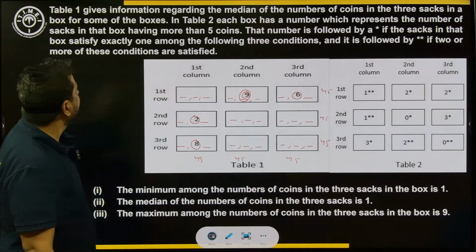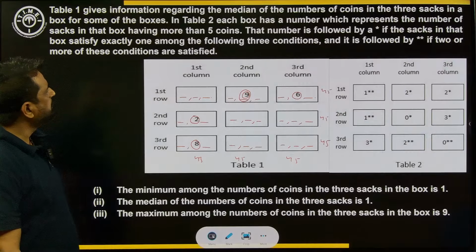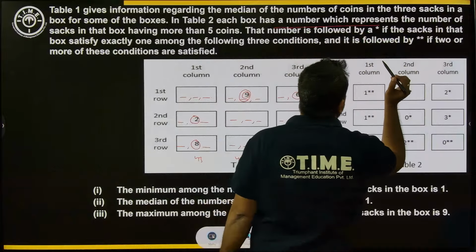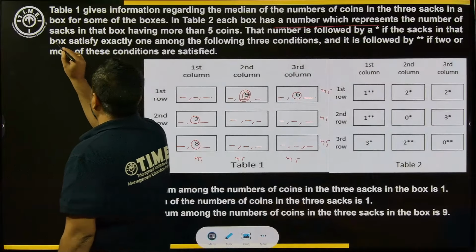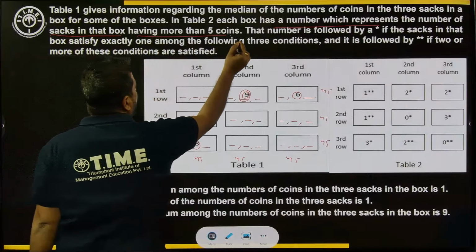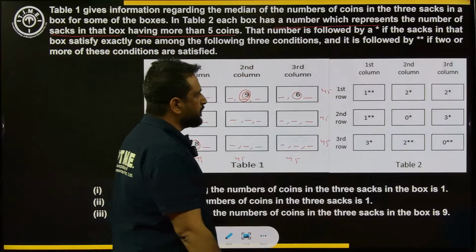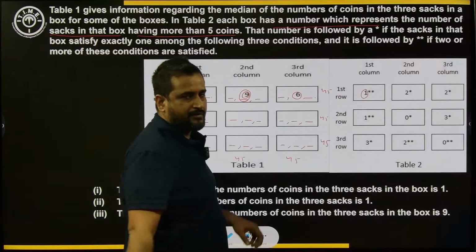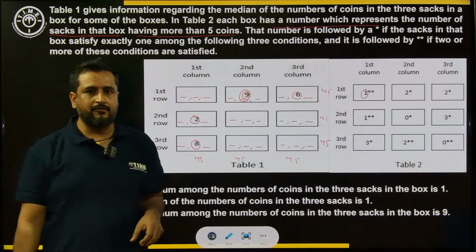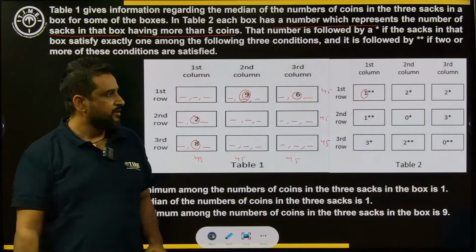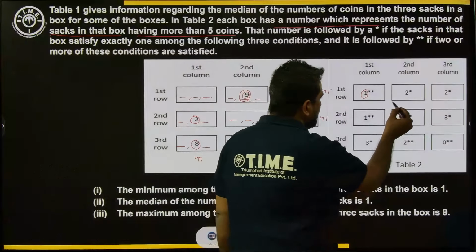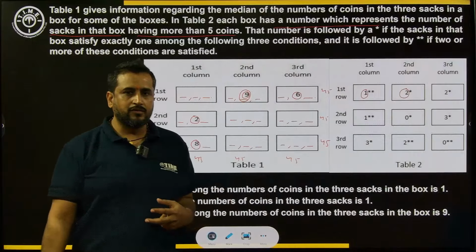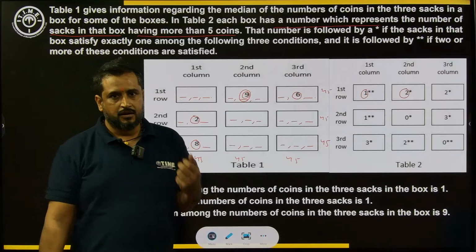Okay. What else is given? Table 2. In table 2, each box has a number which represents the number of sacks in that box having more than 5 coins. Now, if you observe carefully, the first row, first column has the number 1. It means in that box, only one sack will have more than 5 coins. And here, the first row, second column has the number 2. It means 2 sacks have more than 5 coins.